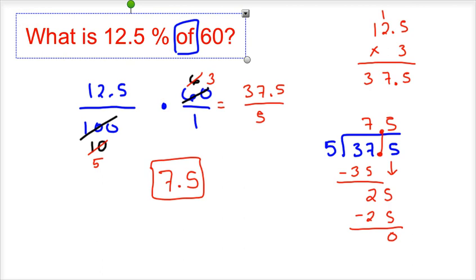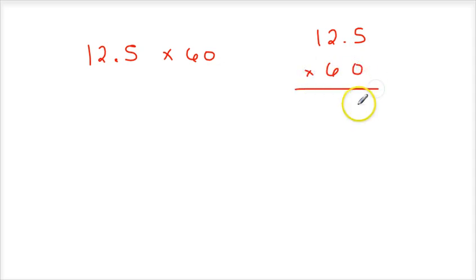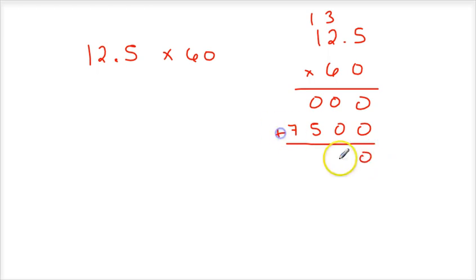Again, you could have done this problem with multiplication. So in this case, it would have been 12.5 times 60. You could have just right away done 12.5 times 60. Zeros as placeholders. 6 times 5 is 30. 6 times 2 is 12, plus 3 is 15. Carry the 1. 6 times 1 plus 1 is 7. Adding everything up.